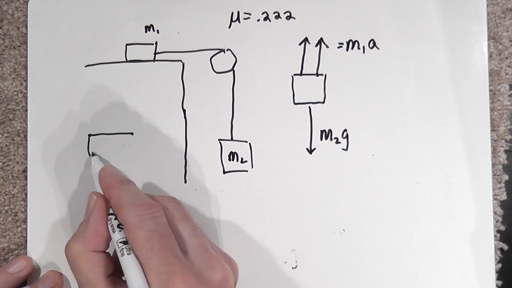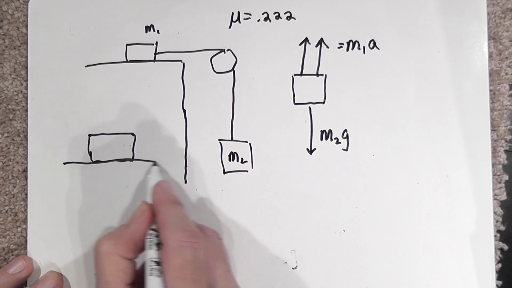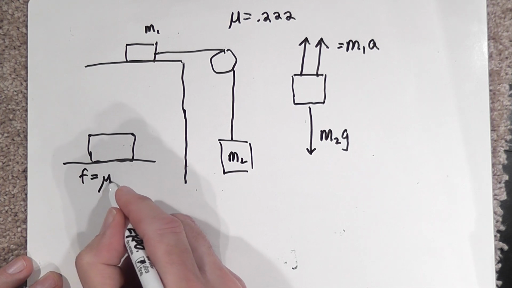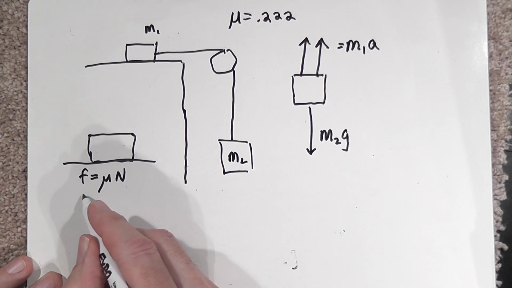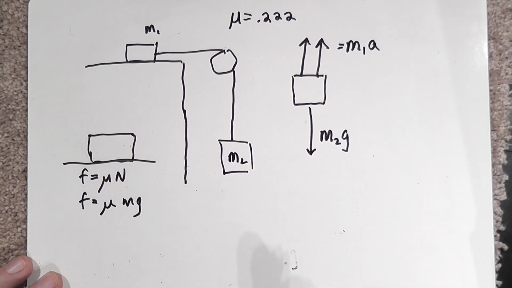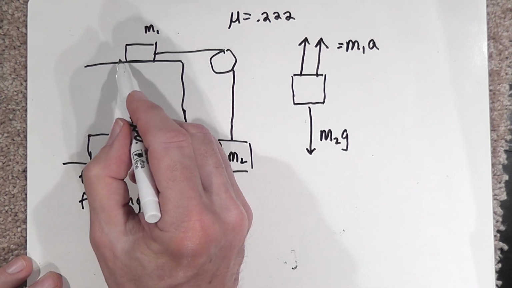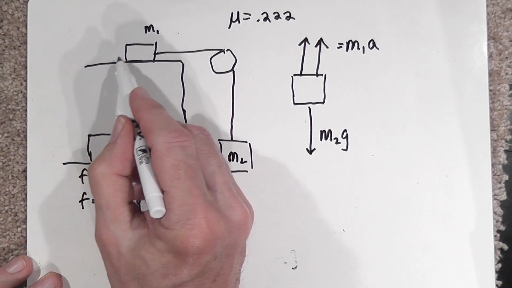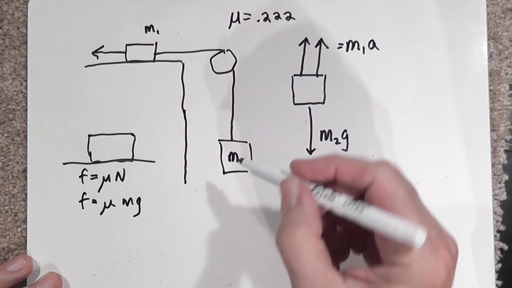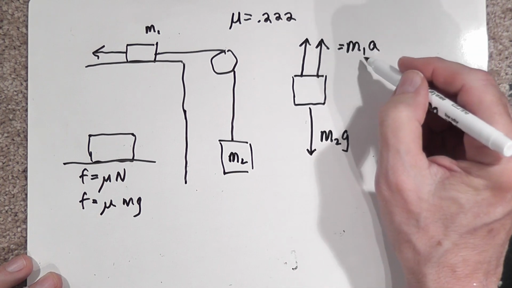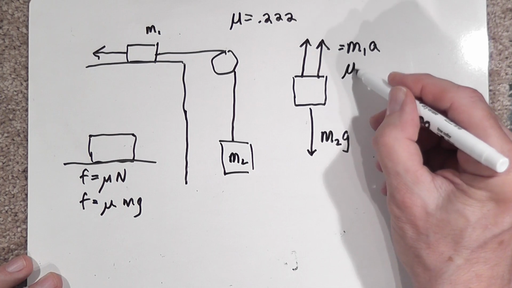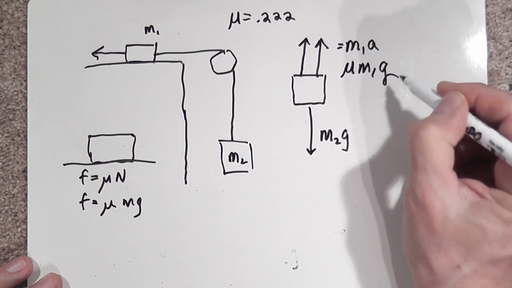So you have M1 right here. It has a frictional surface. So the equation is friction equals mu times normal. So this becomes friction equals mu M1g. And of course that friction is going to be acting in this direction. So what you have is two vectors here. One is M1A and the other one is going to be mu M1g.